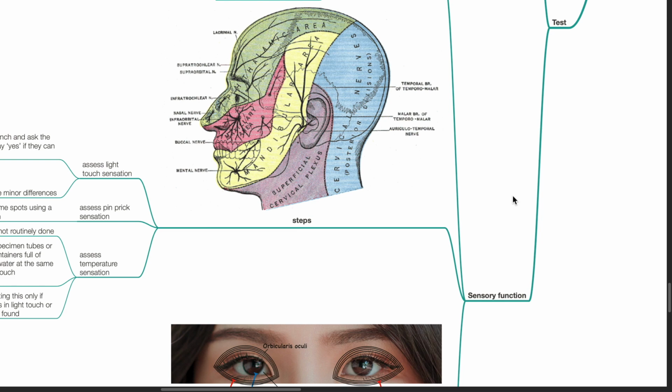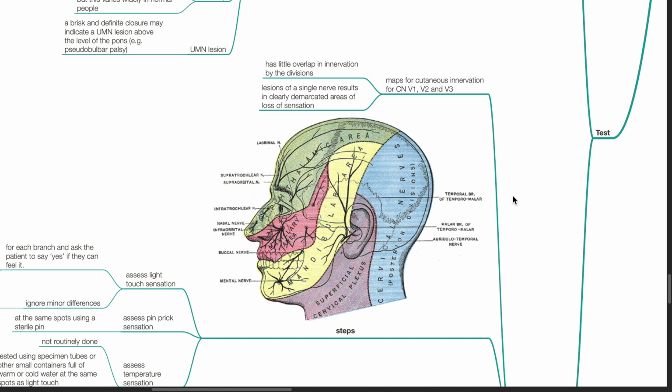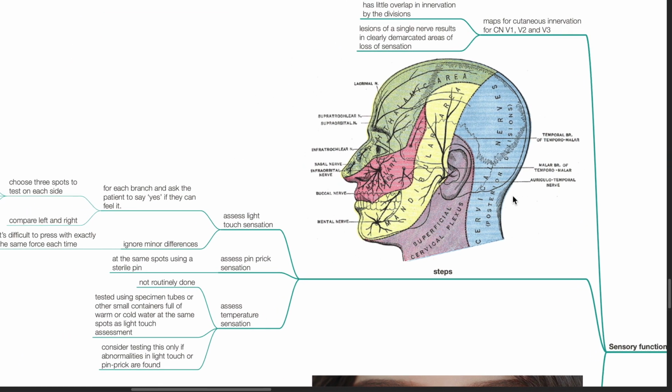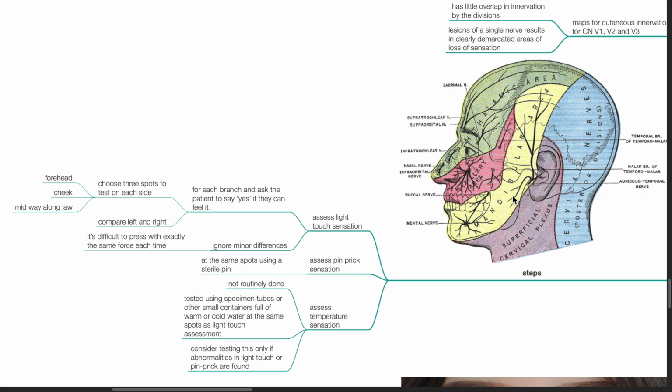Testing of sensory function of the trigeminal nerve. Maps of cutaneous innervation for cranial nerve V1, V2, and V3 show little overlap in innervation by the divisions. Lesions of a single nerve result in clearly demarcated areas of loss of sensation. Steps. Assess light touch sensation for each branch and ask the patient to say yes if they can feel it. Choose 3 spots to test on each side: the forehead, cheek, and midway along the jaw. Compare left and right. Ignore minor differences as it's difficult to press with exactly the same force each time.